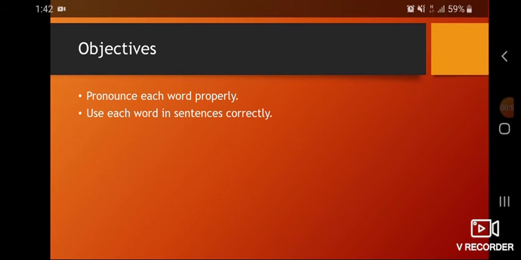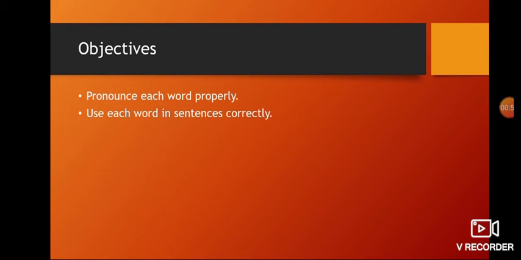So this lesson has two objectives. Objective number one, pronounce each word properly. And objective number two, use each word in a sentence correctly.